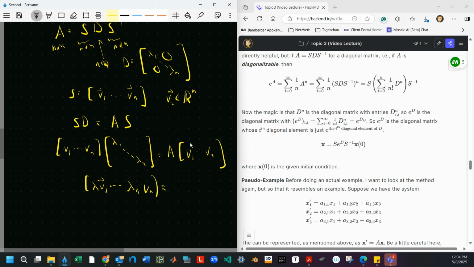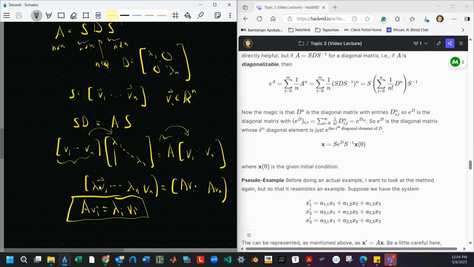Same thing on this side. I bring A in, so I get AV1 through AVn. So I'm building these two products a column at a time, by taking the matrix on the left in each case and multiplying it through the matrix on the right, column-wise. Notice that looking across here, I get A Vi equals lambda i Vi.